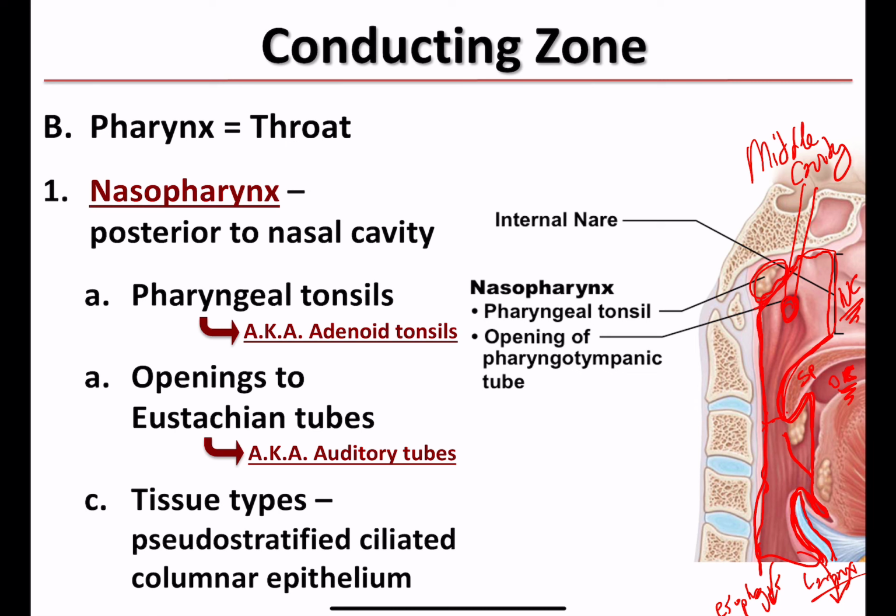And then also the tissue type that you see throughout the nasopharynx is the same as which you find in the nasal cavity. It's of the pseudostratified ciliated columnar epithelium, and the purpose for having the pseudostratified ciliated columnar epithelium here is the same as it was with the nasal cavity. We're continuing to trap particulate matter and move that mucus, which is trapping that particulate matter, down towards the esophagus so that that stuff can be swallowed and digested and reabsorbed and recycled.